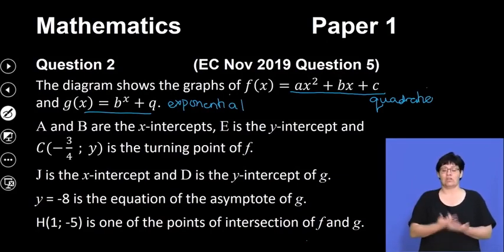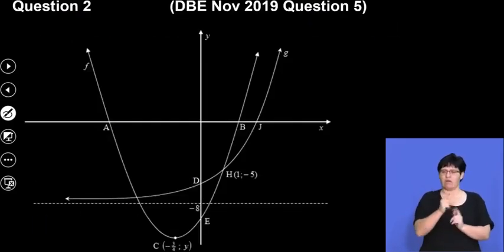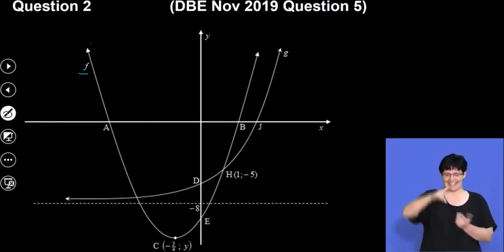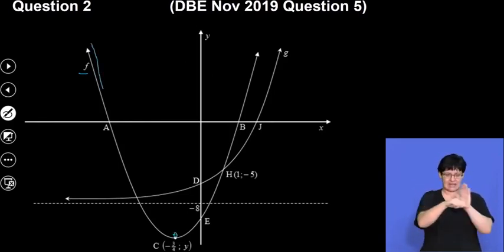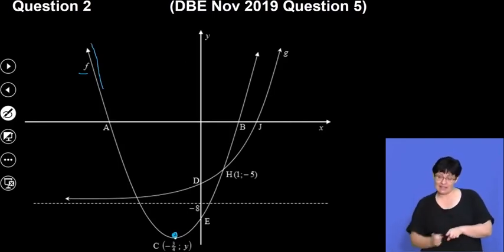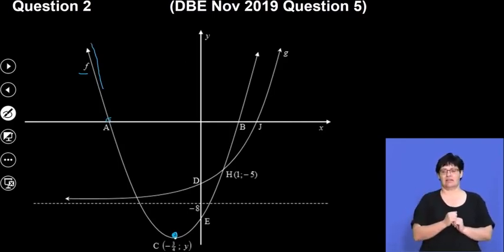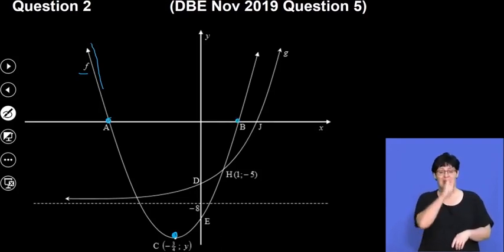Okay, then we're told that A and B are the x-intercepts, E is the y-intercept, and C, with the coordinates minus 3 over 4, y, is the turning point of f. So let's just have a look at that now. Okay, so here we can see we have f is that parabola, which is obviously associated with the quadratic function. It's a happy parabola, and we can see it comes down, negative gradient, turning point over here, point C, and then turning around going up. And as was explained, there's A and B over there. Those are the x-intercepts of f.